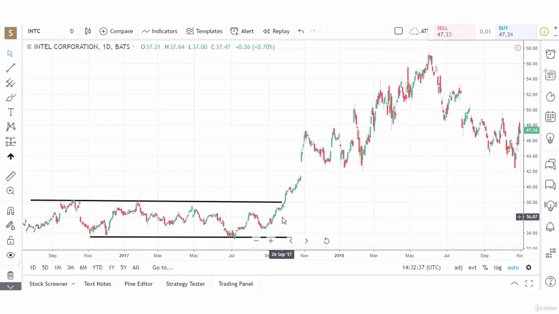This is an example of how important it is when a long-term support or resistance level is broken. So when the stock broke through this resistance level, right around $38, you can see the stock then made a huge move to the upside, eventually reaching right around $57. So the stock had been trading in this range or consolidating for over a year. And when the stock broke through resistance, it made a large move.